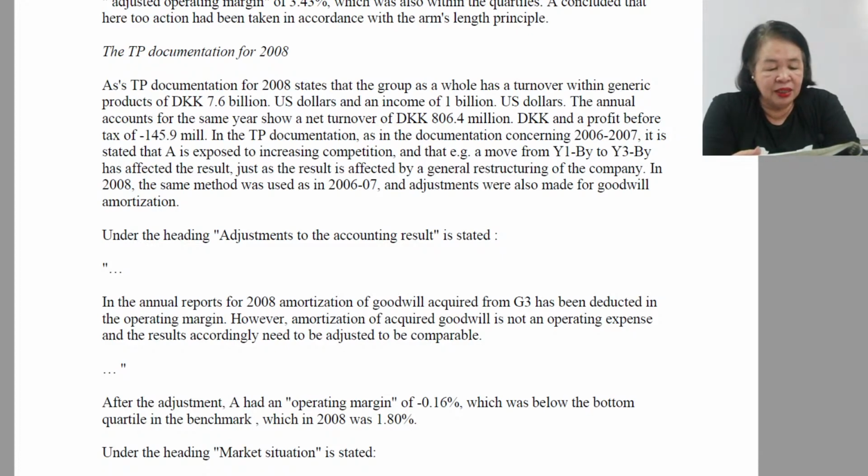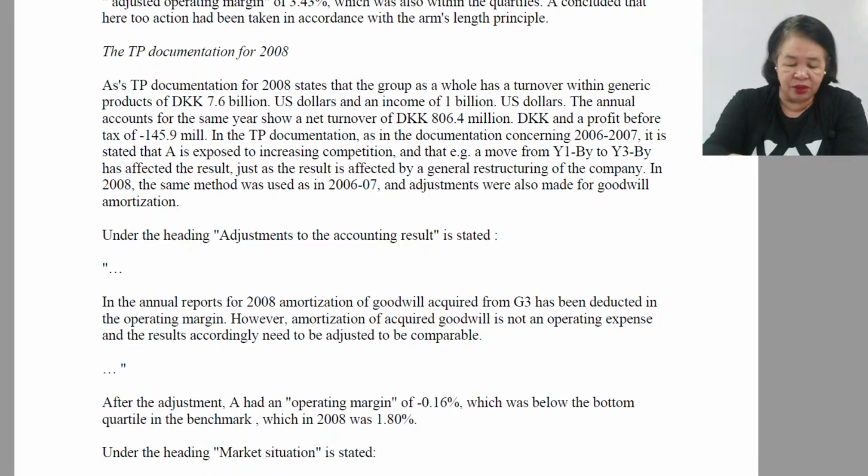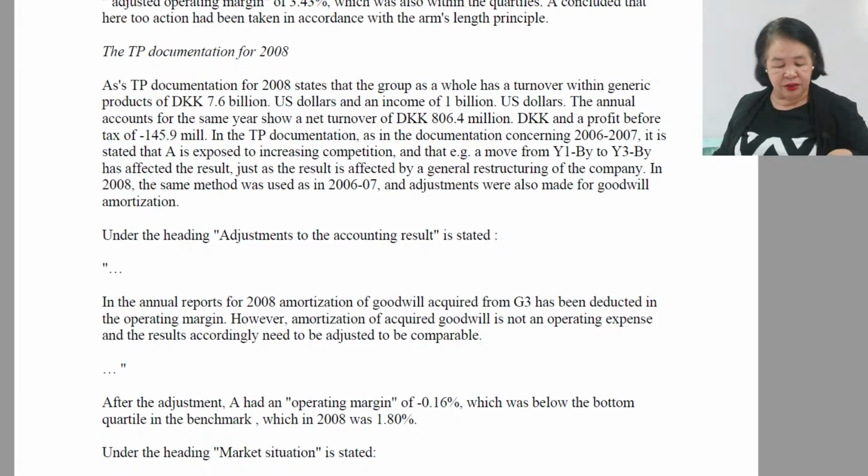So in 2008, the same method was used as in 2006, 2007, and adjustments were also made for goodwill amortizations.